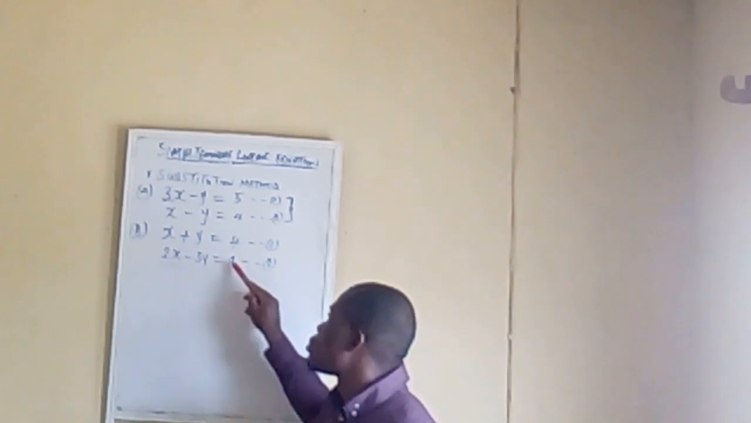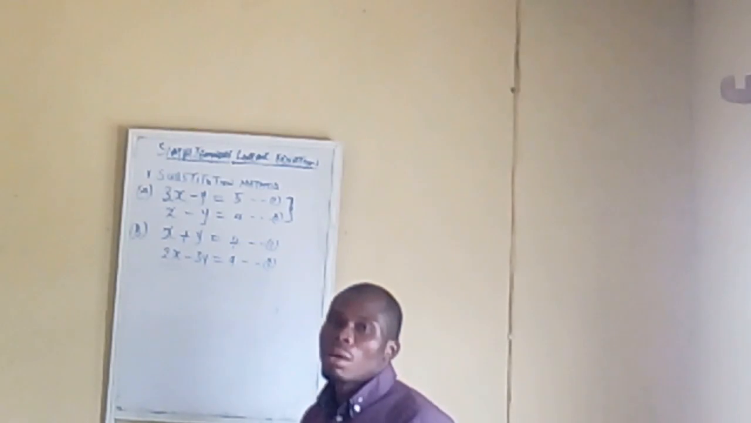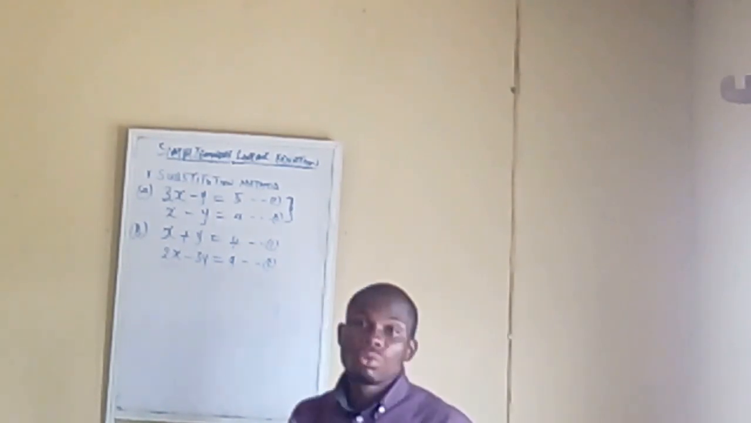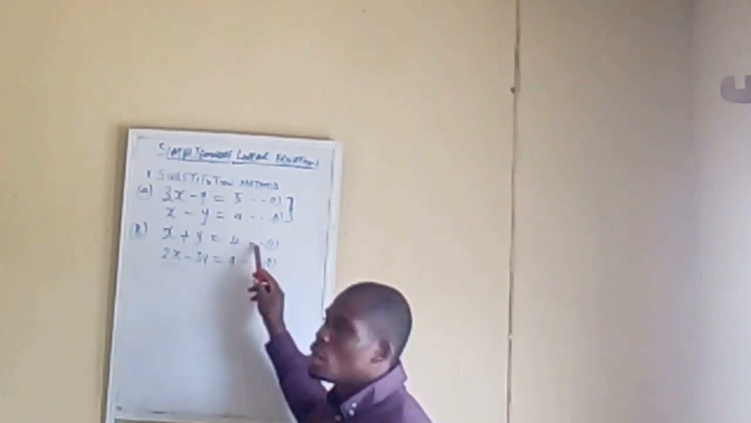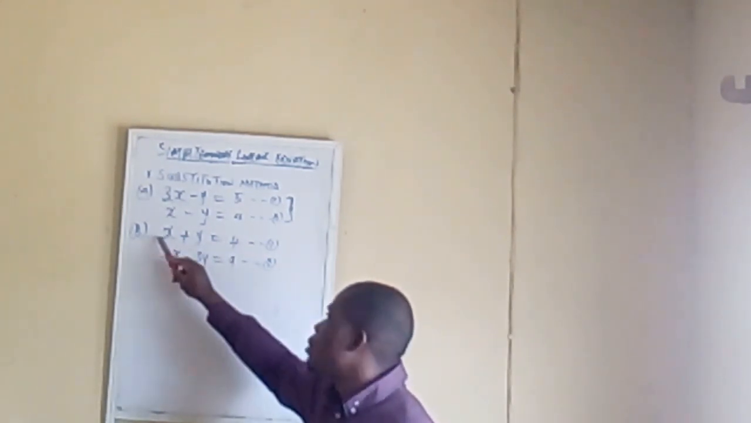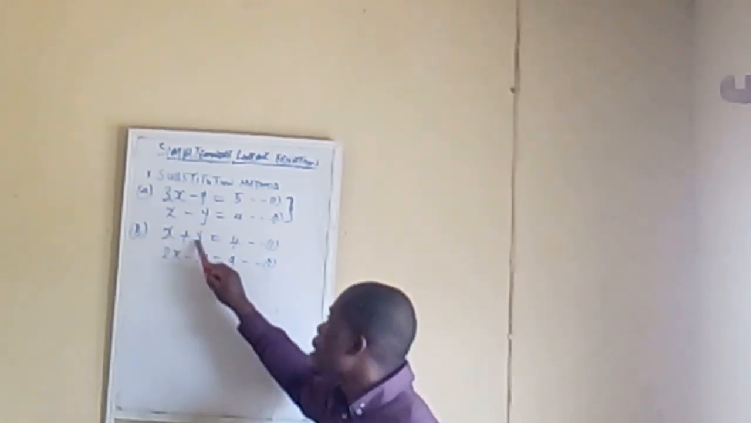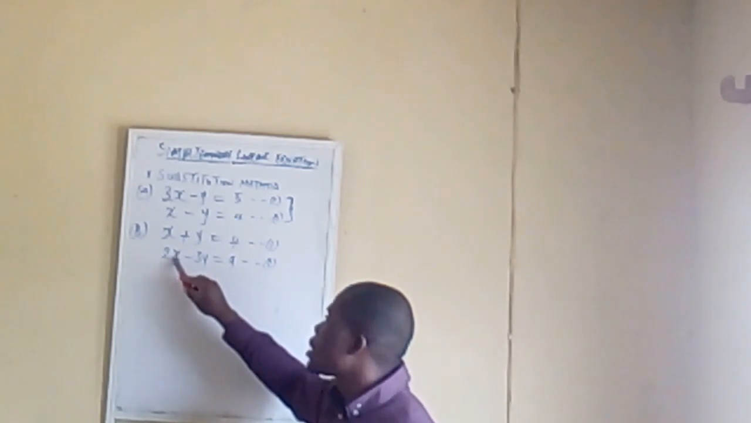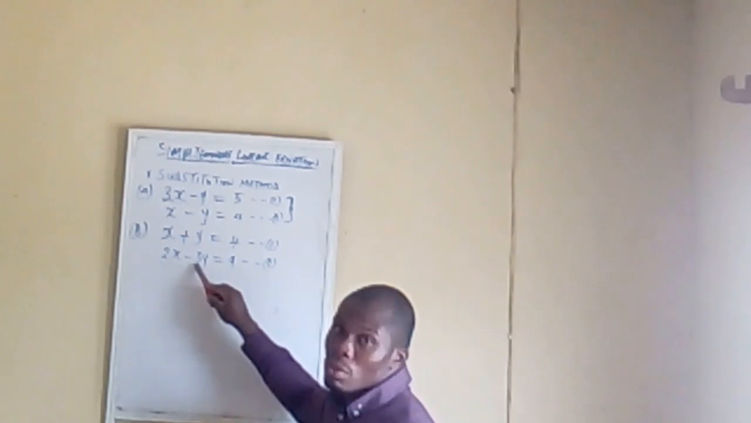I said this example says x plus y equals 4 and 2x minus 3y equals 9. This is equation 2. Now, as I've said, the first thing to do is to look at the coefficient of these alphabets. For equation 1, the coefficient of x is 1, while the coefficient of y is 1. For equation 2, the coefficient of x is 2. The coefficient of y here is minus 3.